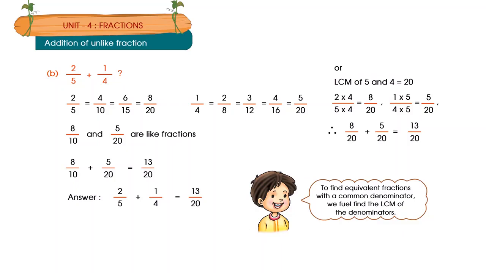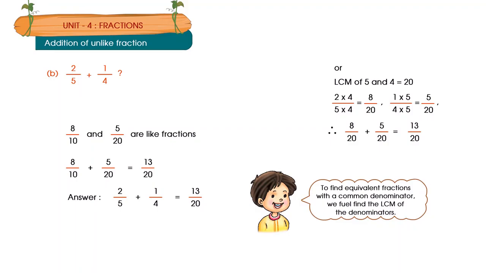C. 1/6 plus 3/4 is equal to how much? LCM of 6 and 4 is 12. 1/6 is equal to 2/12. 6 into 2 is equal to 12, so multiply both the numerator and the denominator by 2. 3/4 is equal to 9/12. 4 into 3 is equal to 12, so multiply both the numerator and the denominator by 3. 2/12 plus 9/12 is equal to 11/12. Answer: 1/6 plus 3/4 is equal to 11/12.